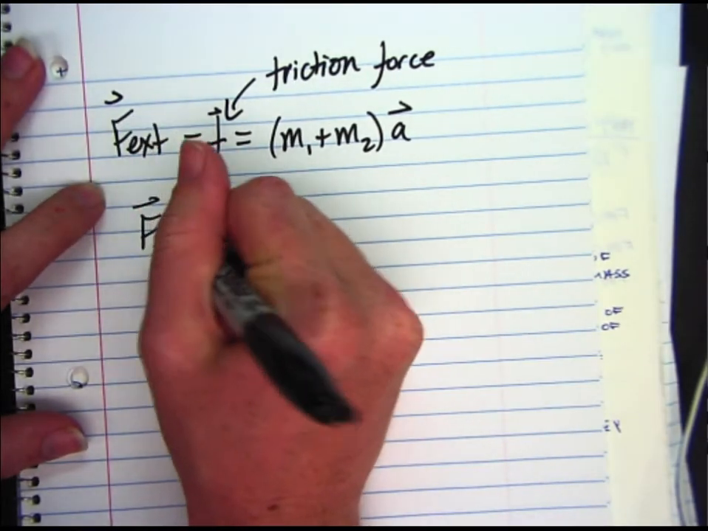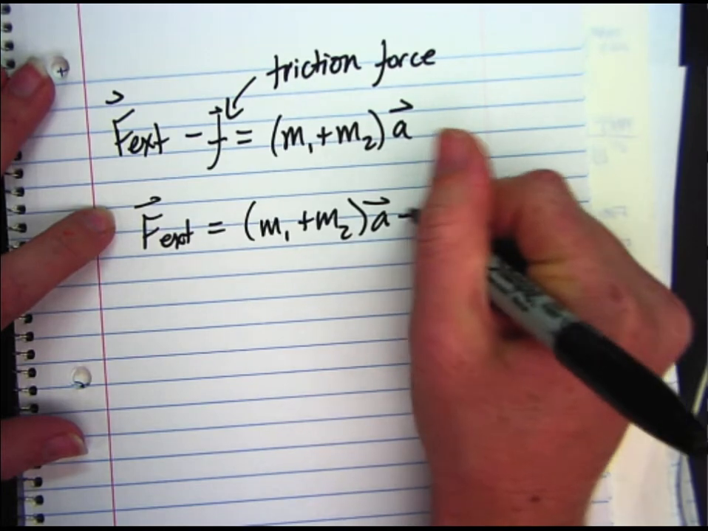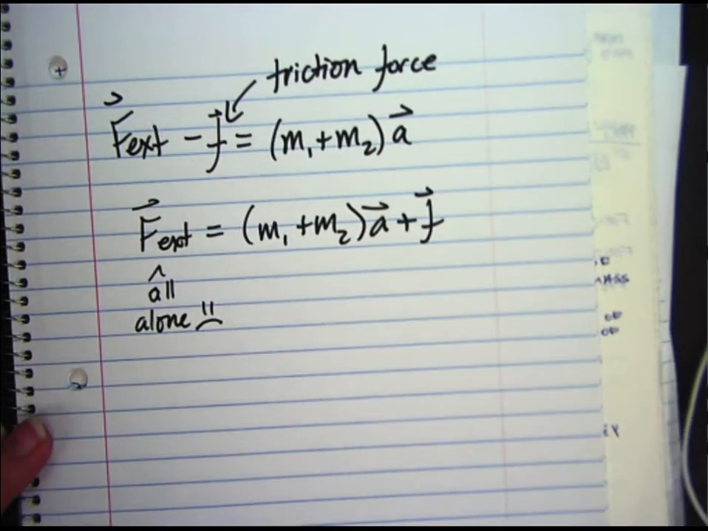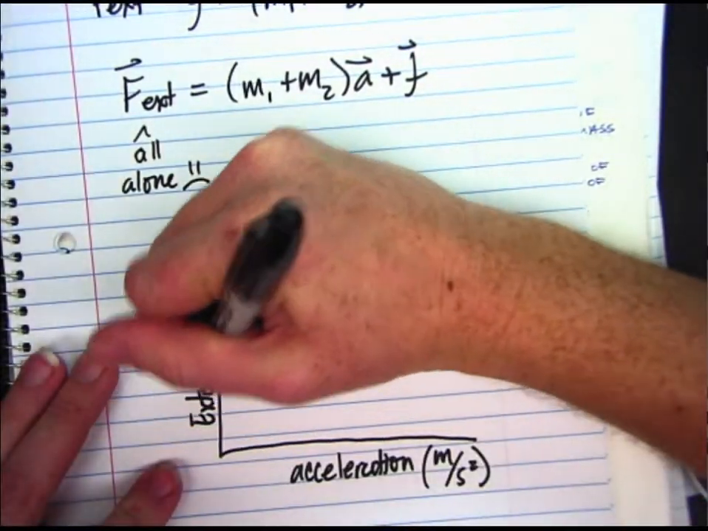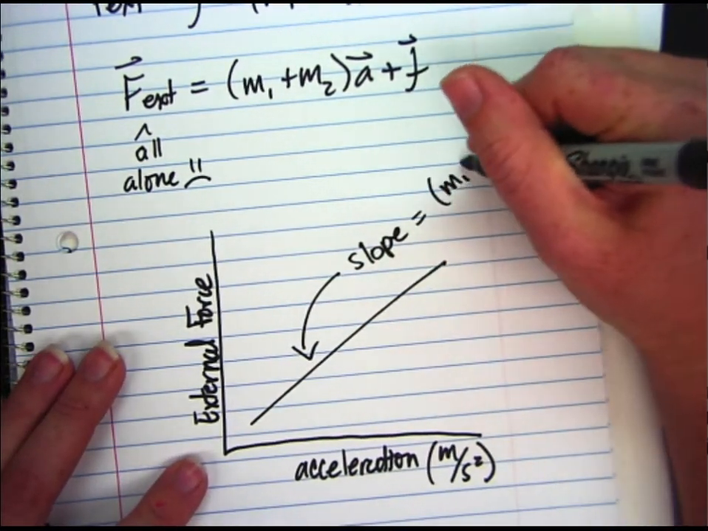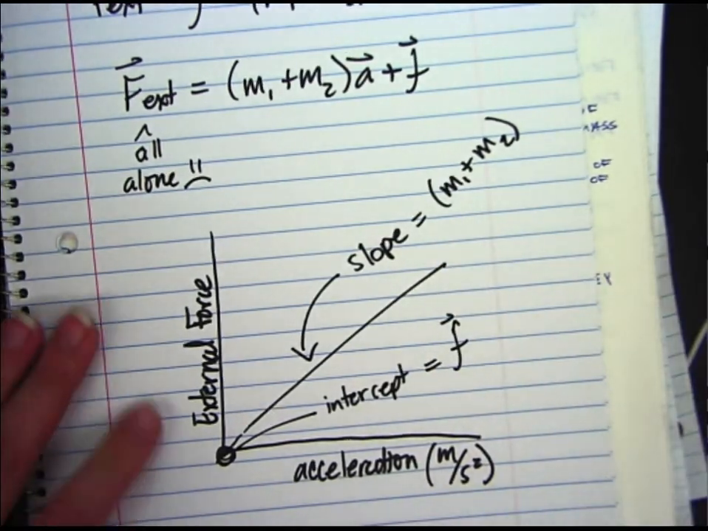Okay, so we can rearrange our equation so that we put the friction force on the other side with the mass and the acceleration. And then if we were to graph this equation of F external versus acceleration, we should get a straight line that has a slope of the total mass and an intercept of the friction force.